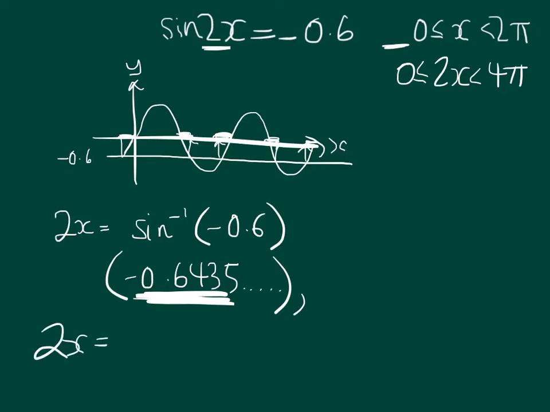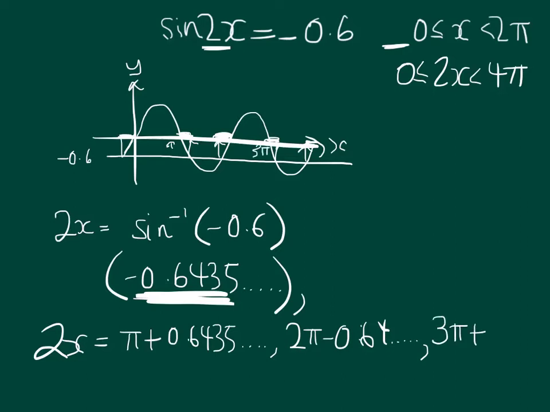2x equals pi plus, see, because this is pi, so pi plus 0.6435, okay, and this is going to be 2 pi minus 0.6435, okay, this one, because this is 3 pi, so this is going to be 3 pi plus 0.6435, and finally, our last one here is 4 pi minus 0.6435.